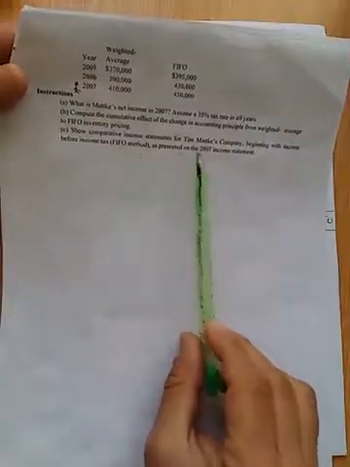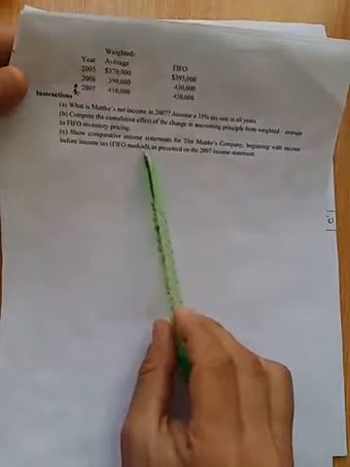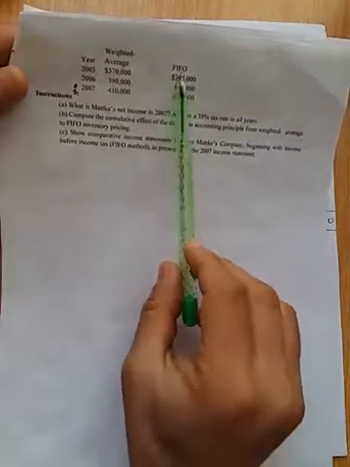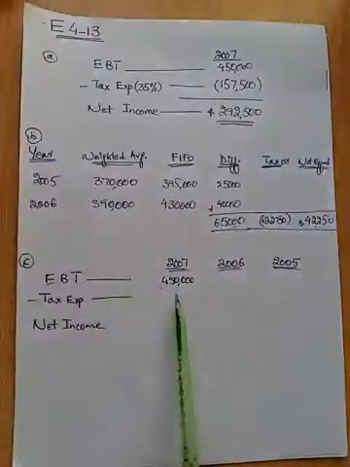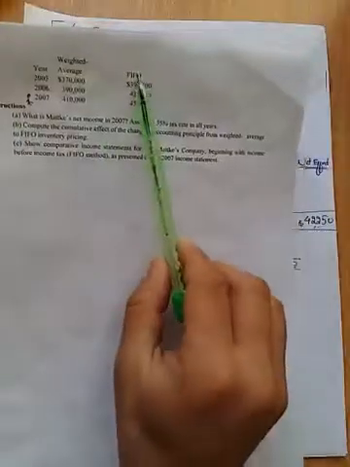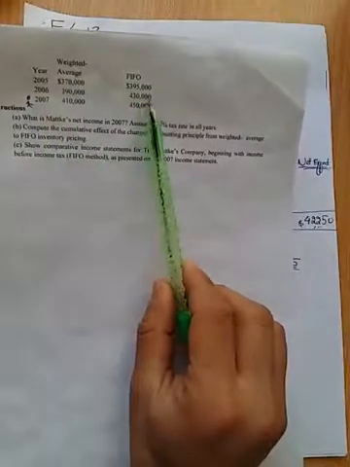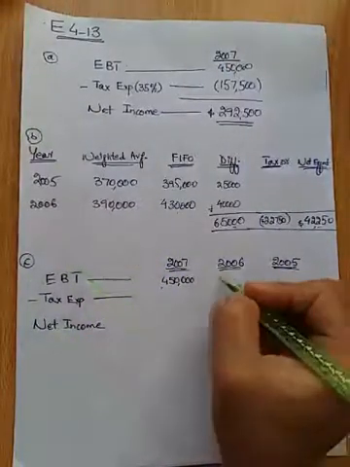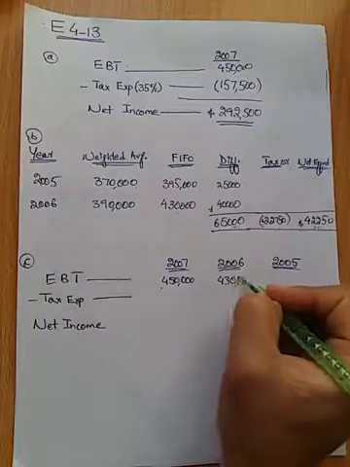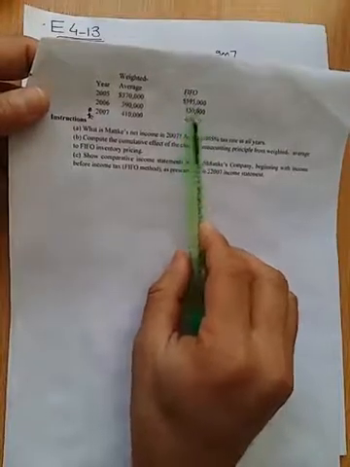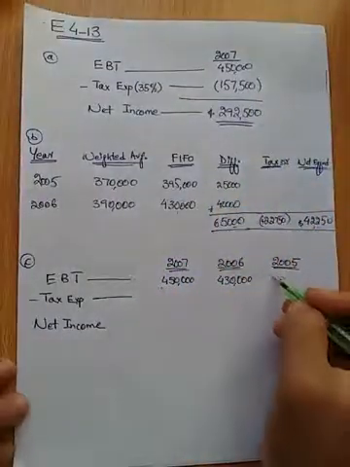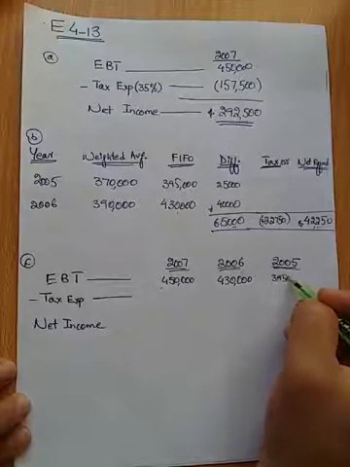So according to the FIFO method, I'm going to calculate the comparative income statement. According to the FIFO method in 2007 we had an income of 450,000. I wrote it here. Then according to the FIFO method in 2006 we had an income of 430,000. I will write it here, 430,000. And according to the income statement we had an income according to the new method of 395,000. I will write here 395,000.